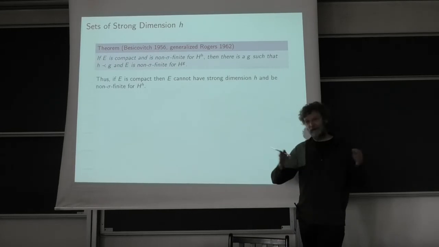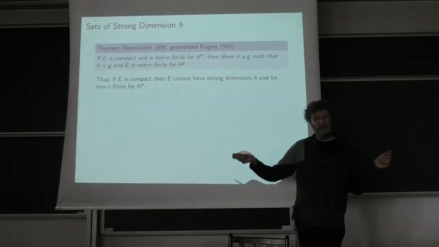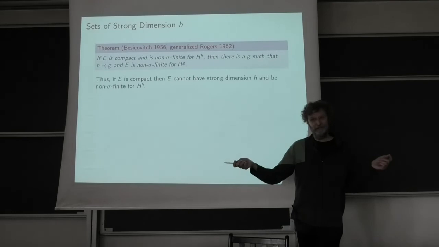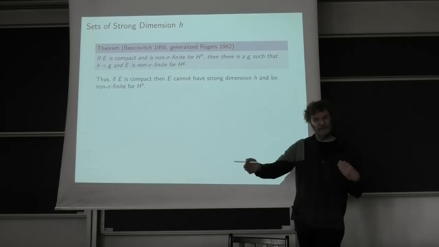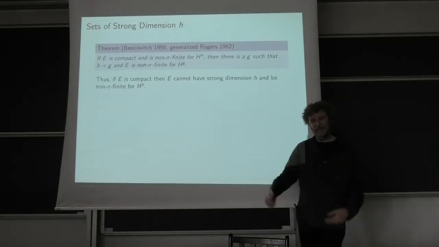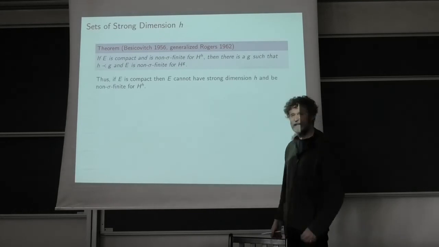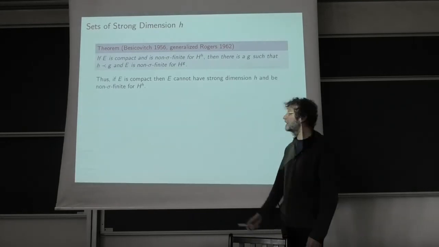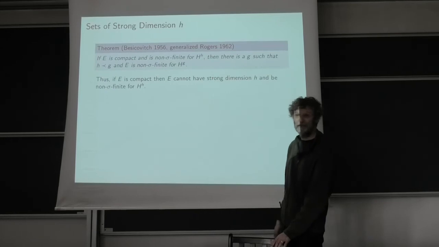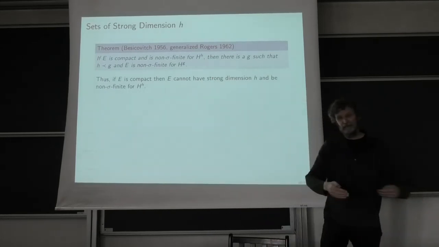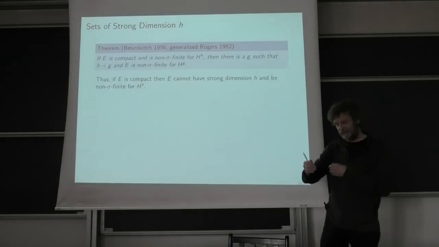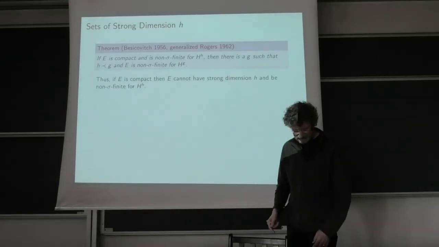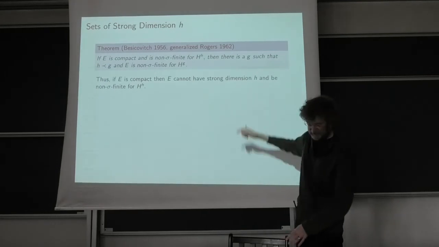So a line in the plane has strong dimension 1. It is a closed set. I could look at a segment of it. It still has dimension 1. That's a compact set. It has strong dimension 1. But it is sigma finite. The line is sigma finite, can be broken up into countably many things of finite linear measure. Okay, and that's necessary by this theorem.